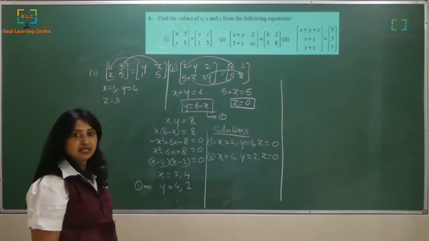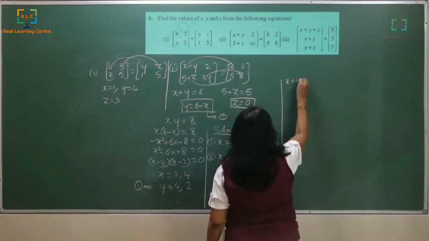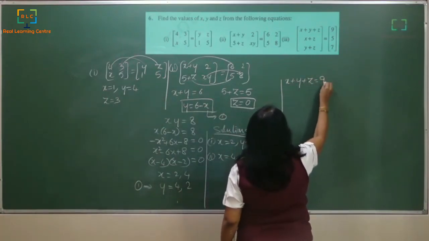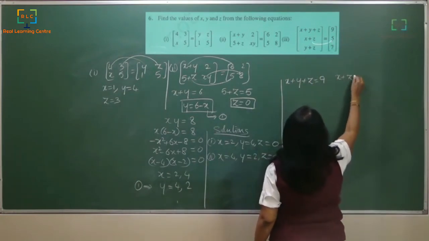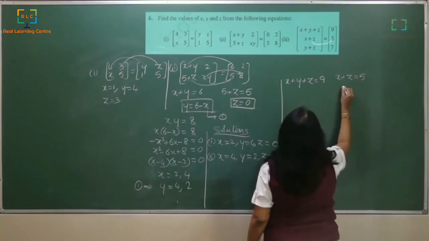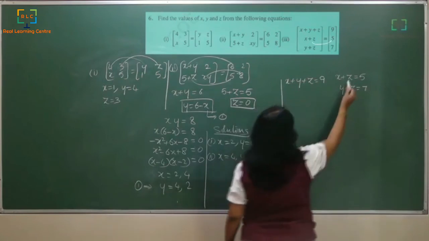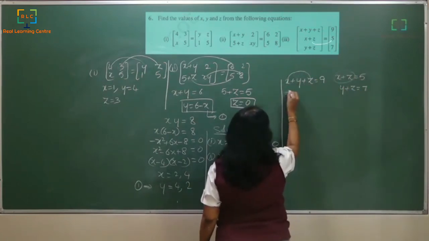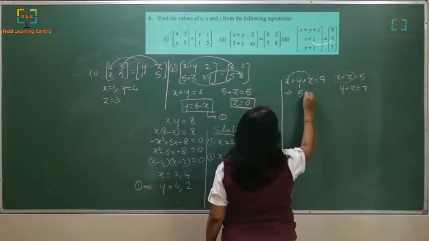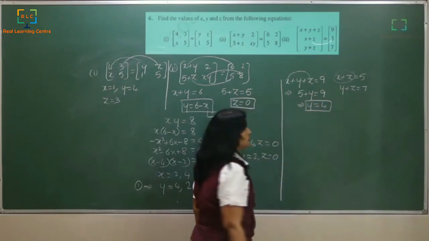The next one is very nice. x plus y plus z is equal to x plus y plus z is equal to 9, and equating the second and second, you get x plus z is equal to 5, and you have y plus z is equal to 7. Now I shall use x plus z is equal to 5. So x plus z will be equal to 5, but you have plus y is equal to 9. So that fetches you y. y is equal to 4. I got my y value.